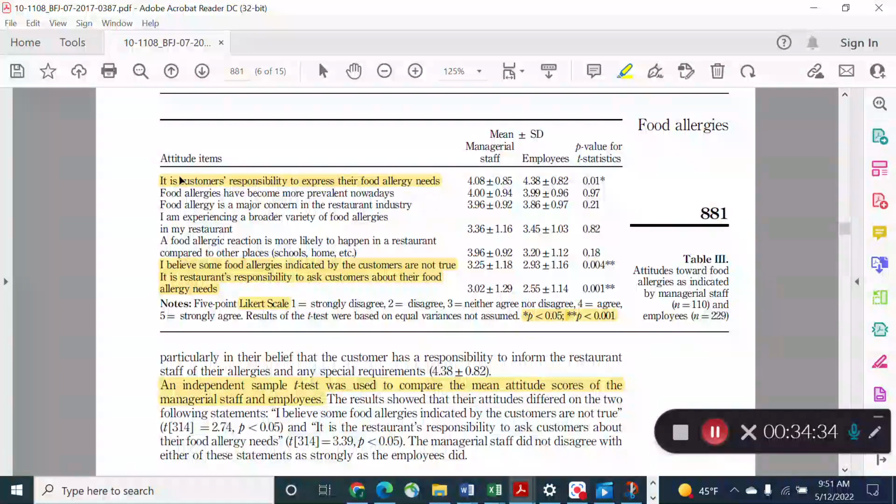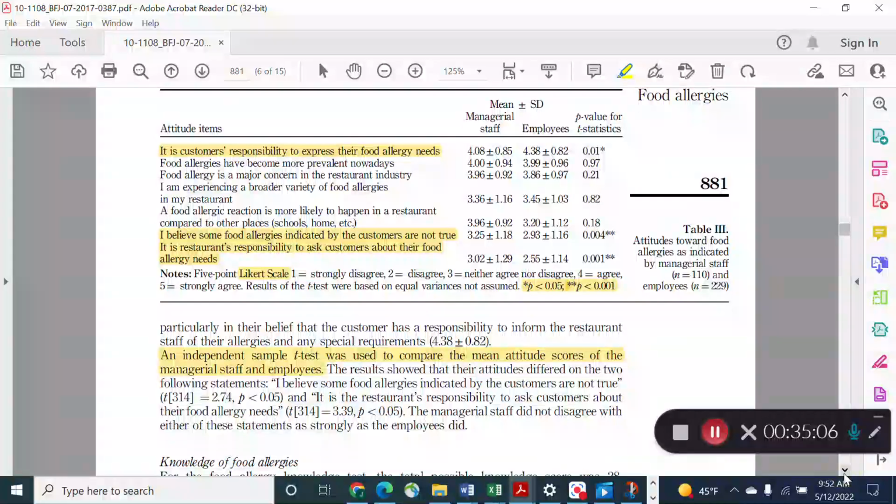So what we did find here is that there is a significance in the attitudes between the two groups about this statement, and the finding being that employees strongly agreed with that, had a higher percentage of people that agreed or strongly agreed with that compared to the managerial staff. So here are your means and standard deviations for that. They did find a couple more significant differences between the groups.